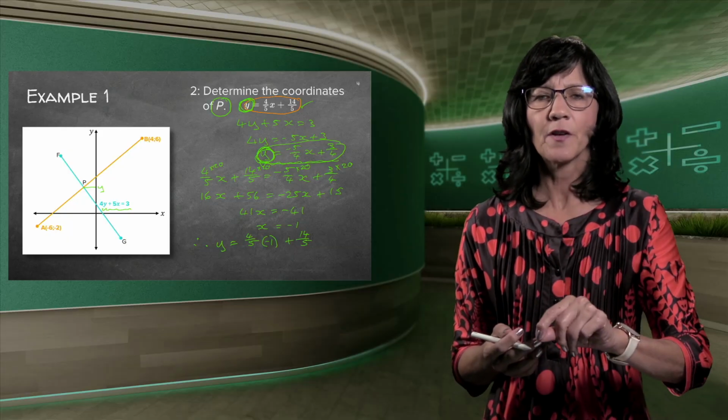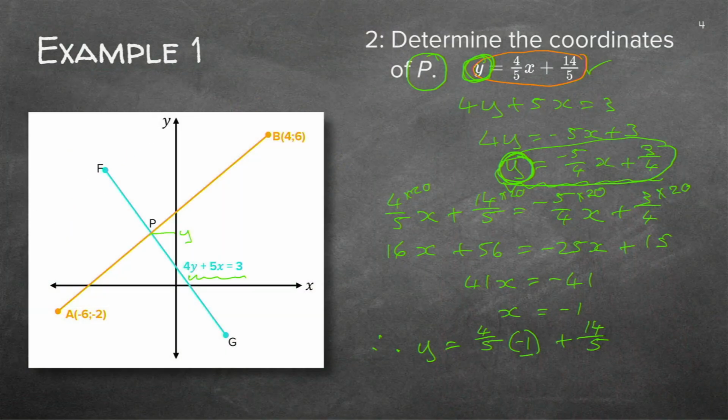Whenever you've got the x value of an equation, you just substitute it in, and that will also give you the y value. So it's minus 4/5 plus 14 over 5. Luckily, the same denominator all over. 14 minus 4 is 10 over 5, and that gives me 2. So therefore, my point P is where x is minus 1 and y is 2.